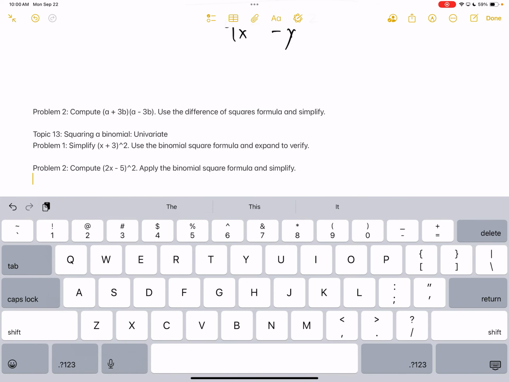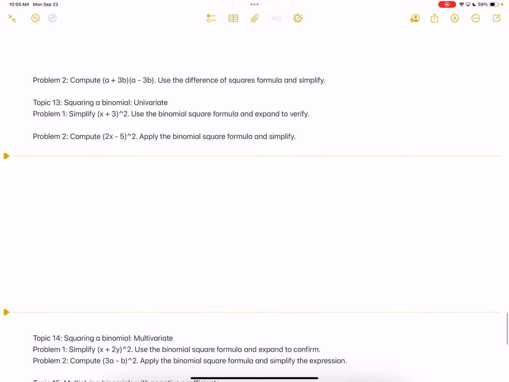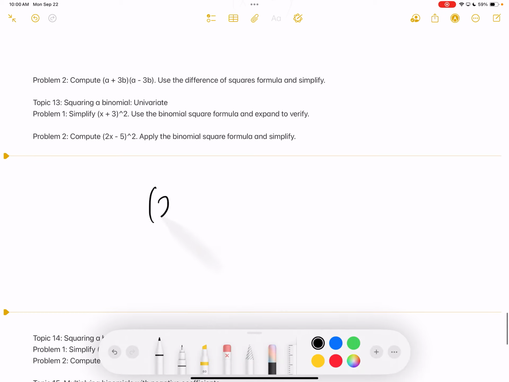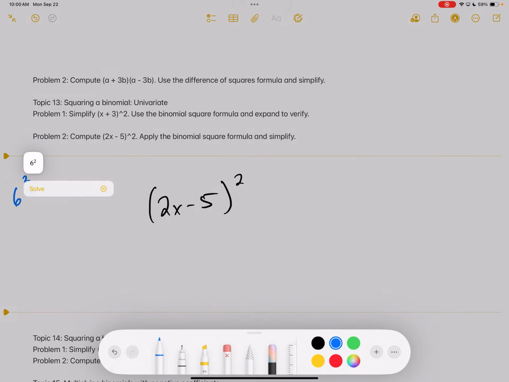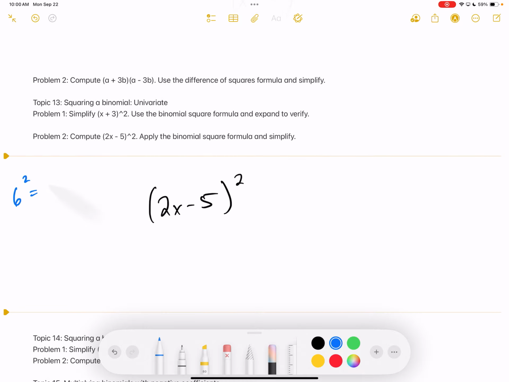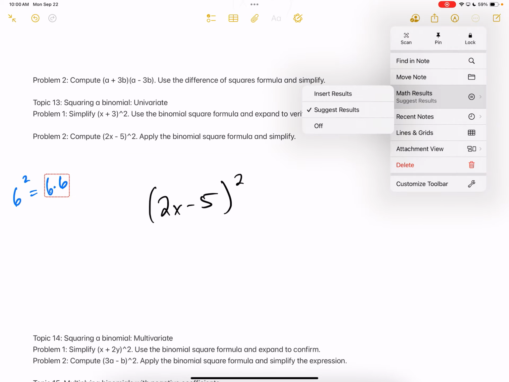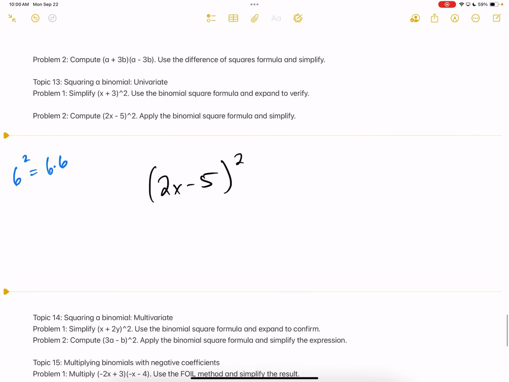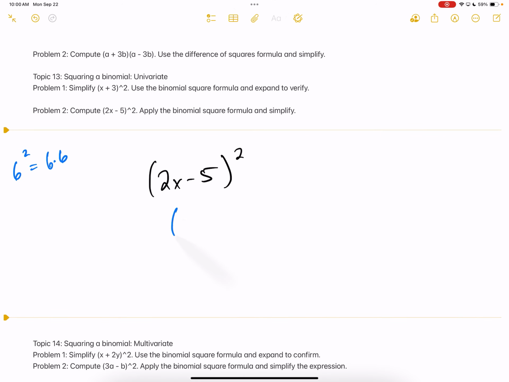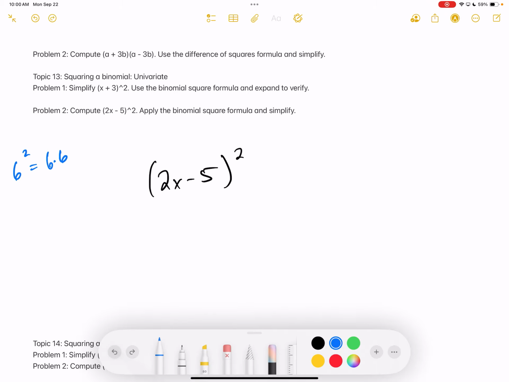I'm going to do this one, actually. So this one says squaring a binomial. When you square something, remember if you have 6 squared, you're doing 6 times itself. This is 6 times 6, right? You just write out what's being squared. Same exact idea here. I'm actually just doing 2x minus 5 times 2x minus 5.